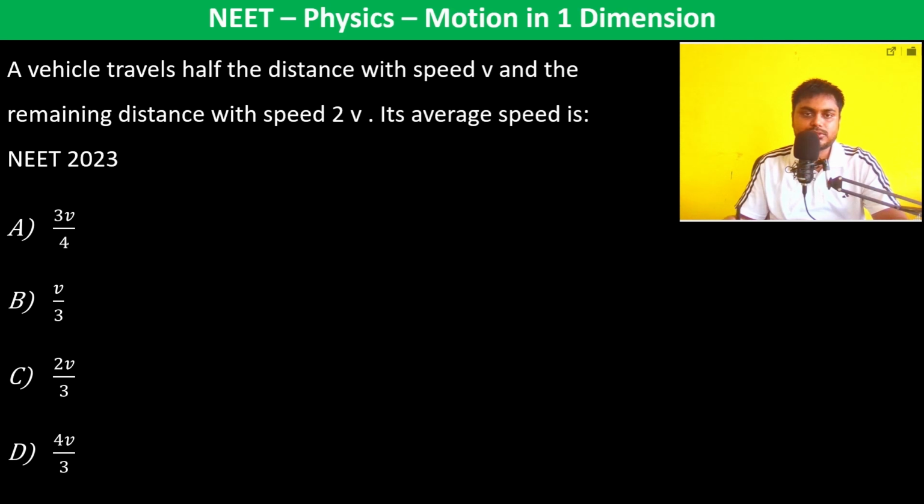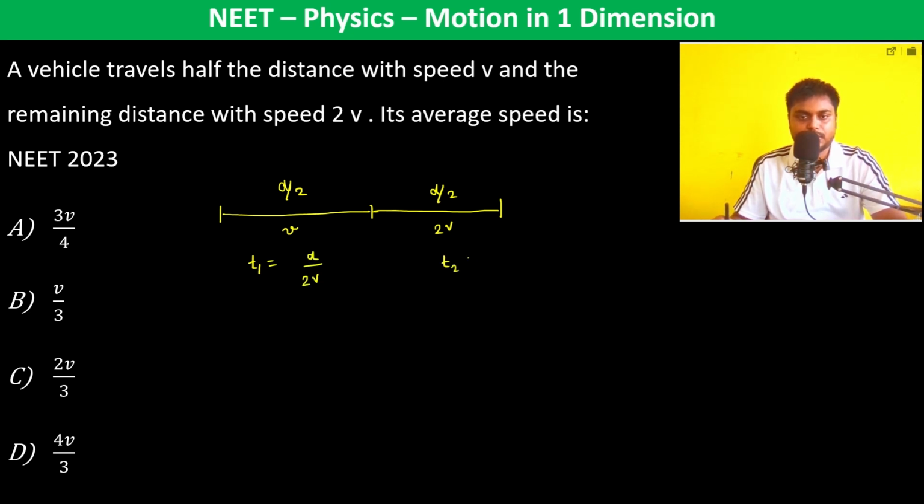A vehicle travels half the distance with speed v. So let us say this is the distance. So half, that is d by 2, it travels with speed v, and the remaining distance with 2v. So we have to find the average speed. So we can tell the time taken is equal to d by 2v in this case, and the time taken in this case is going to be d by 2 into 1 by 2v, which is d by 4v.